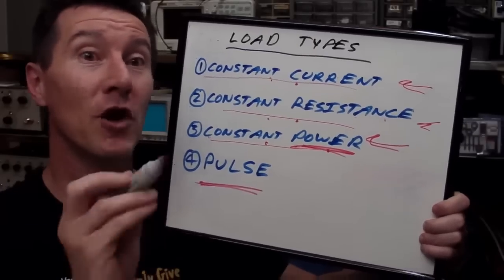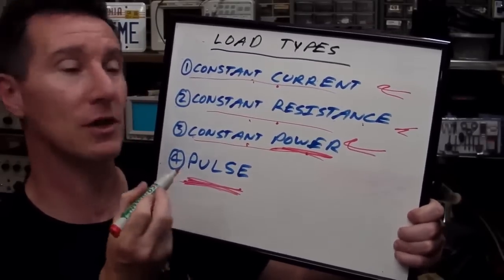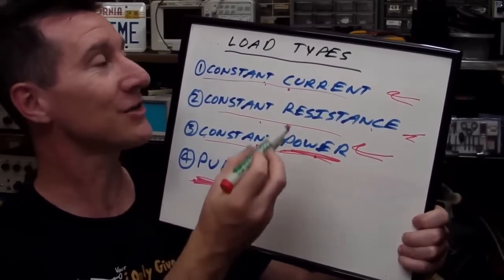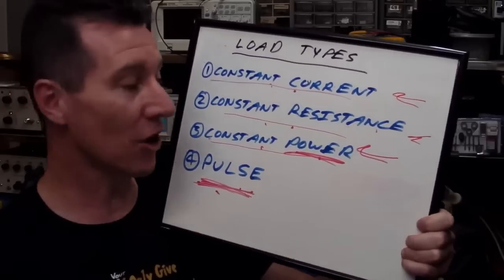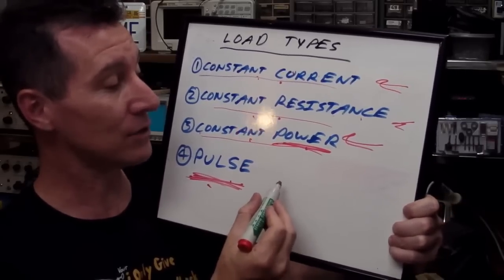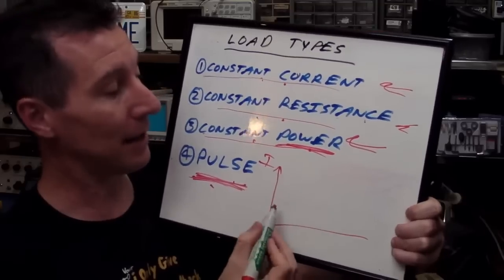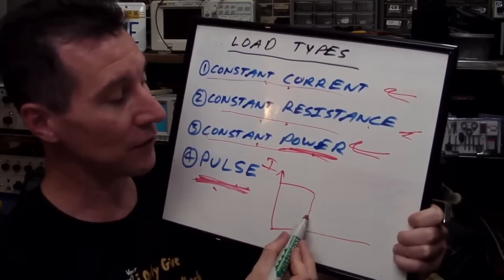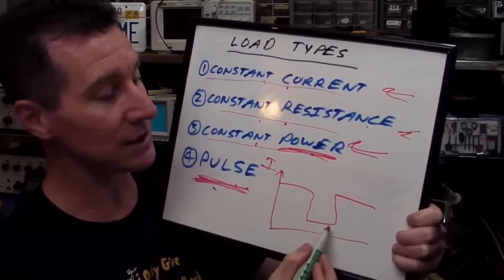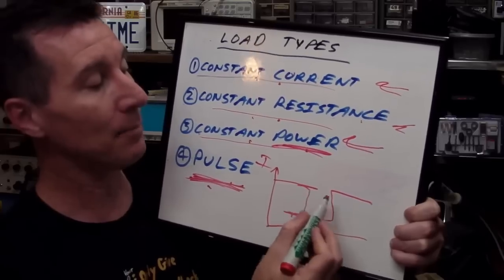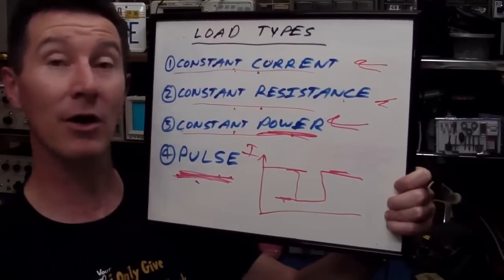And there's actually a 4th type of load as well, and that is the pulse load. The pulse load can actually apply to any of these 3 types. It just means that if this is, say, current up here, then they might pulse it like this. They might have a steady low current down here and pulse it to a high current periodically.